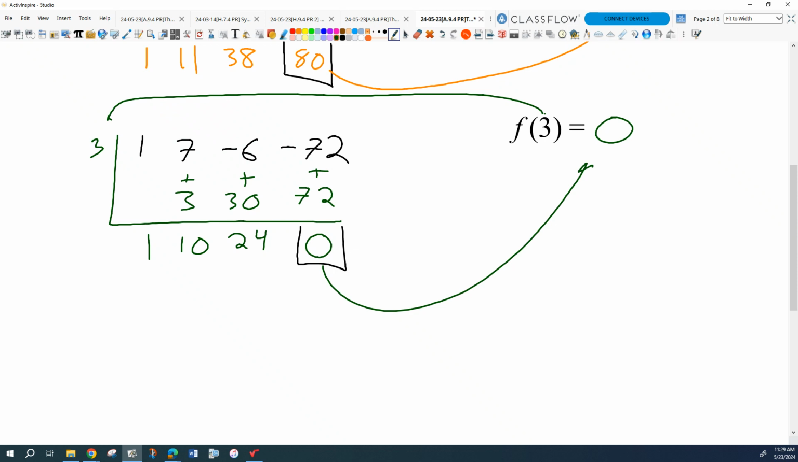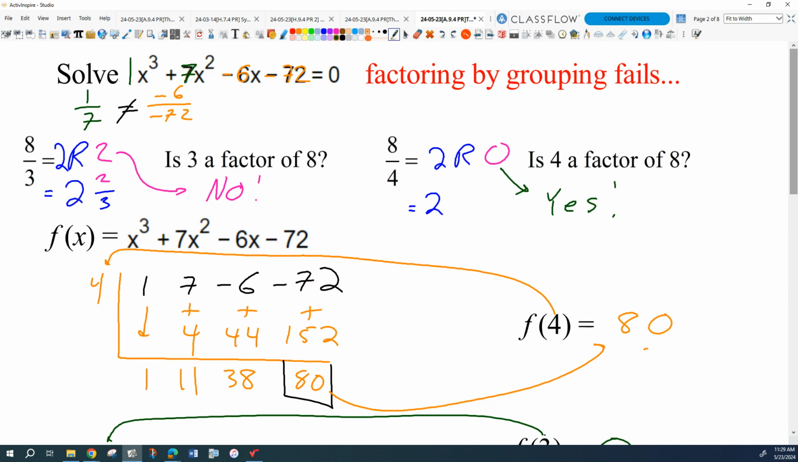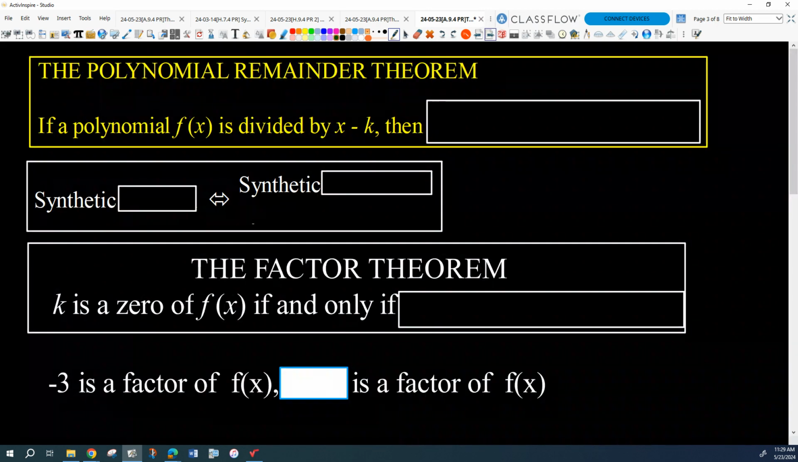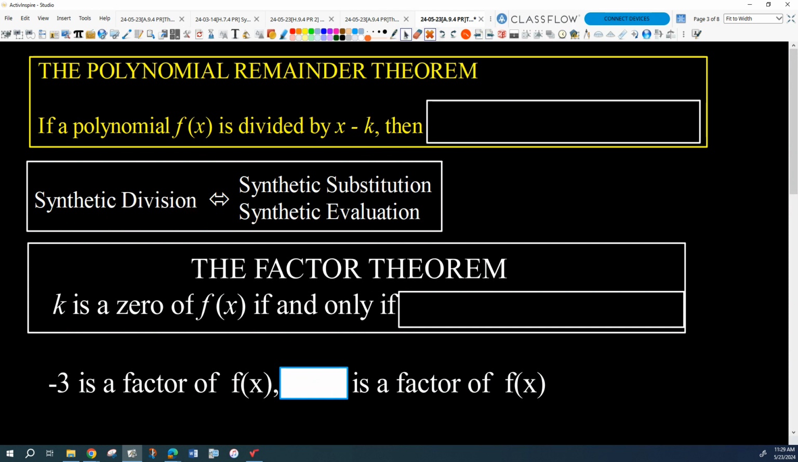This trick is really valuable to us. This is what we called the remainder theorem, right? Actually, I'll start here. This is what we called synthetic substitution, first of all, okay? Synthetic division just becomes synthetic substitution or synthetic evaluation. But that comes from the polynomial remainder theorem, okay? Because if we divide some polynomial f of x by x minus k, which is what we did, right?